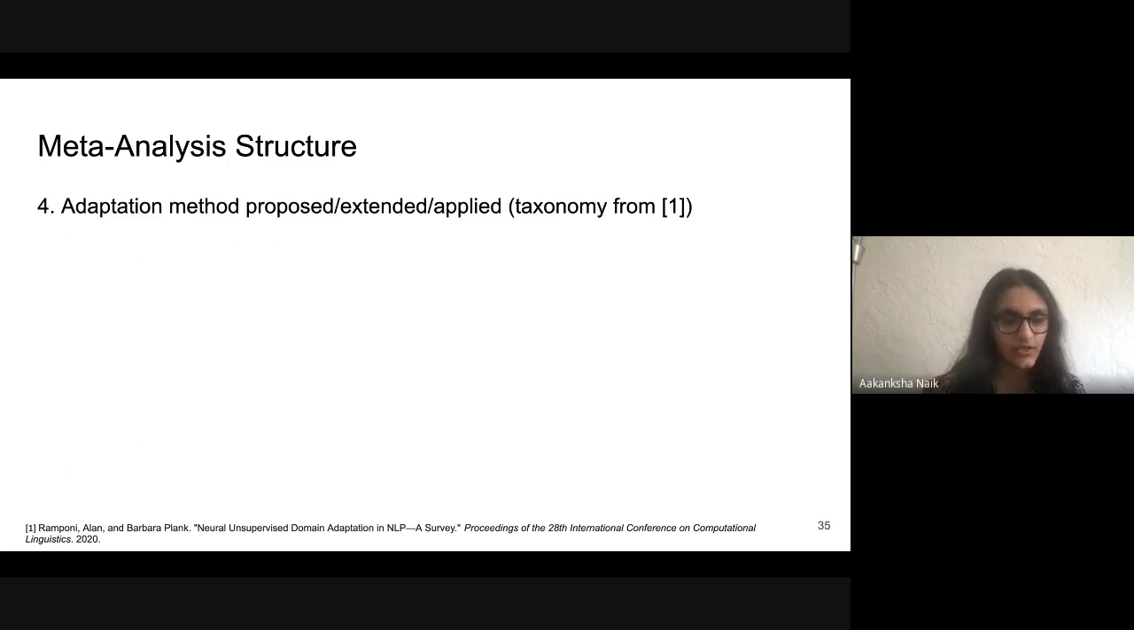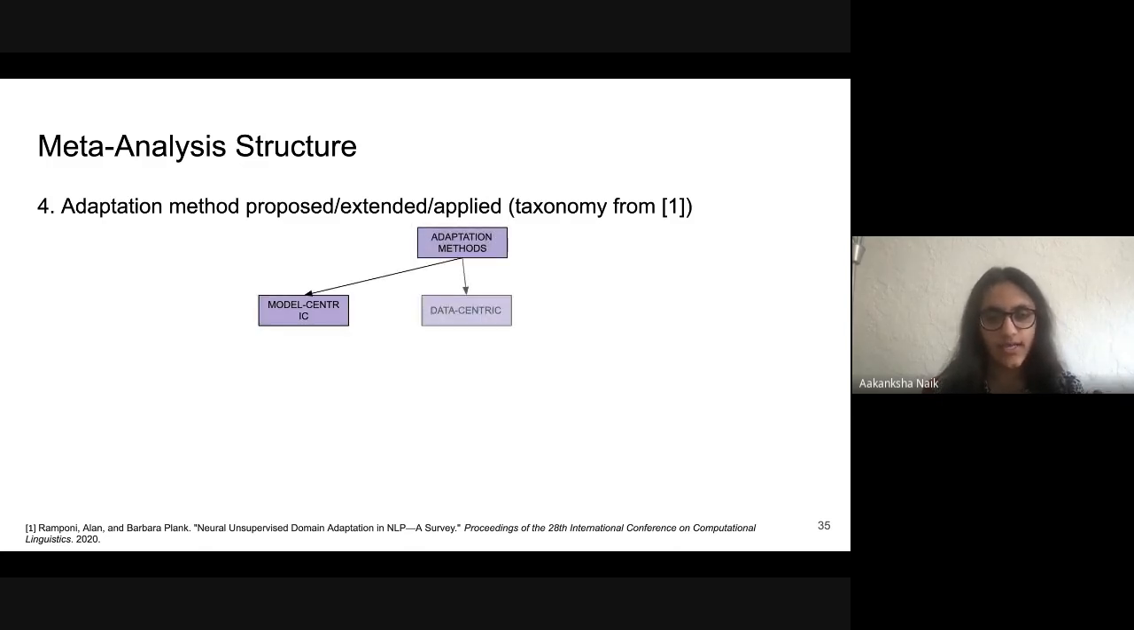The fourth thing that we cataloged, and this is probably the most important thing, was what was the adaptation method that was proposed, extended, or applied in that paper, and not only identifying what was the adaptation method, but also categorizing it according to a taxonomy of adaptation methods. This taxonomy is largely borrowed from a recent survey paper on neural unsupervised domain adaptation in NLP. But we had to extend it a little bit because we are looking at more adaptation methods that are non-neural as well as look at supervised domain adaptation.